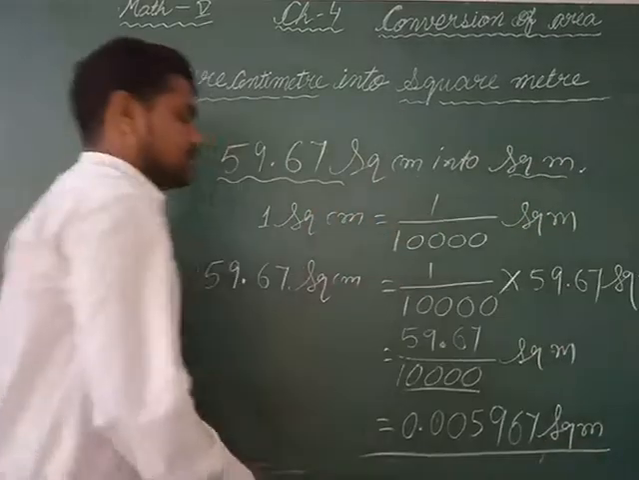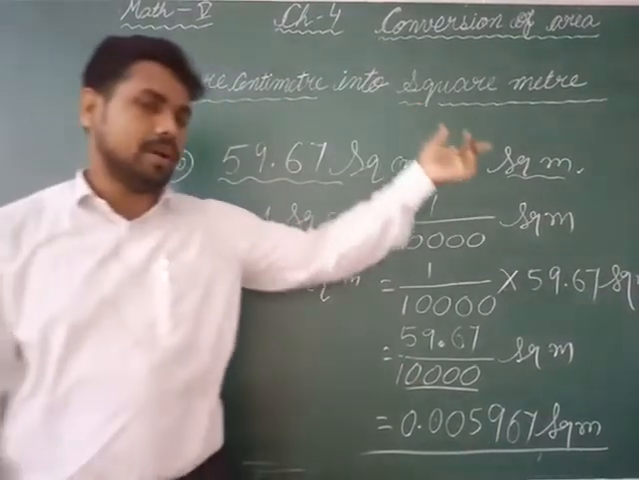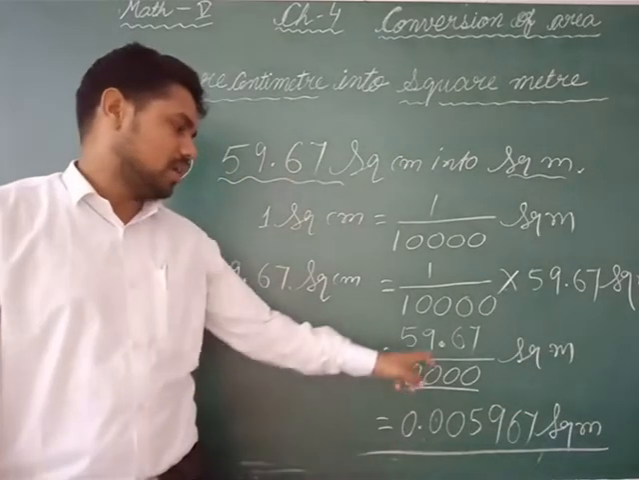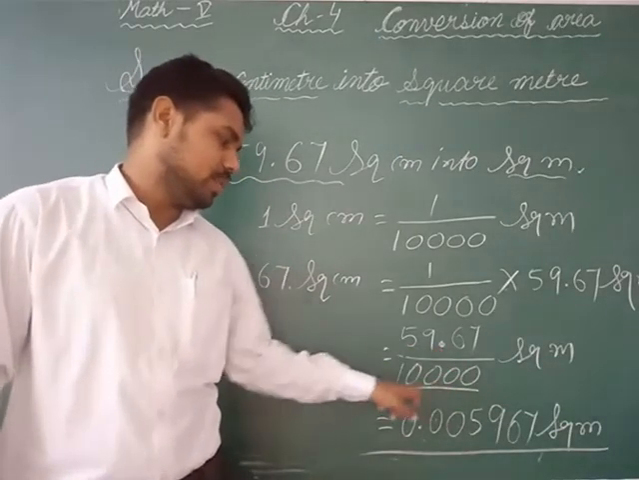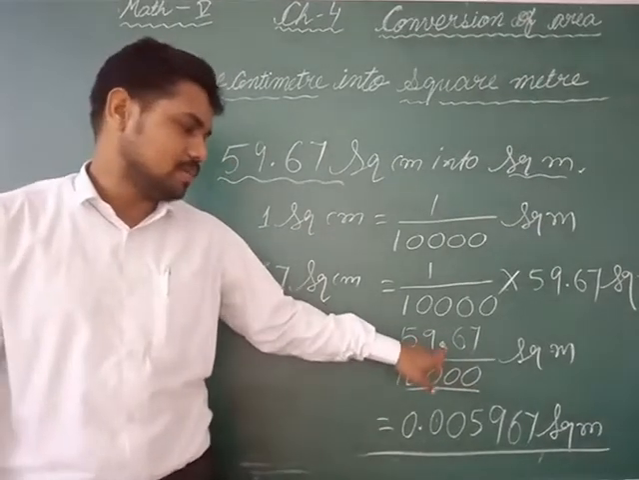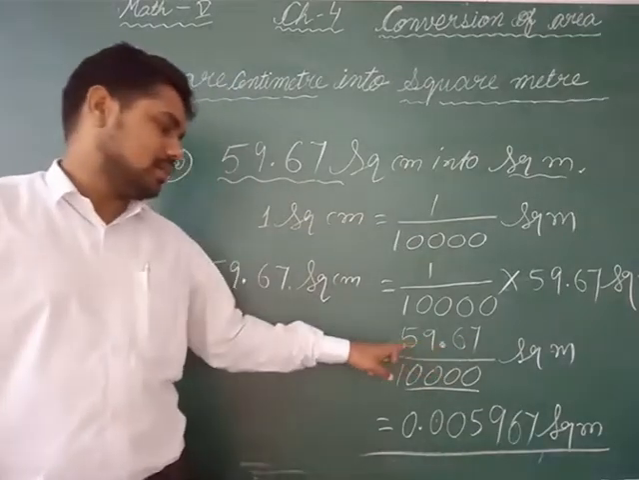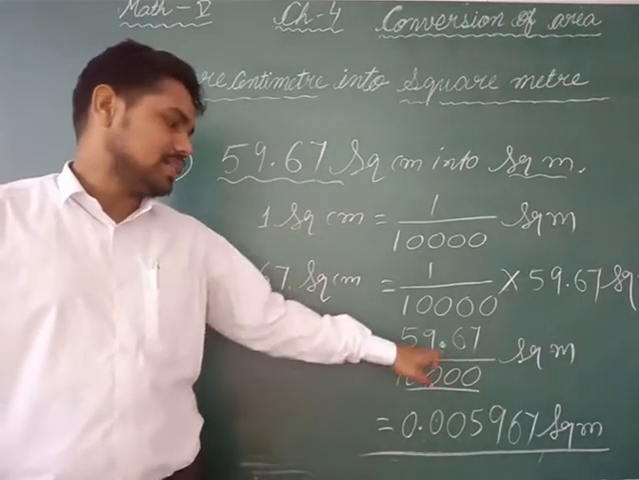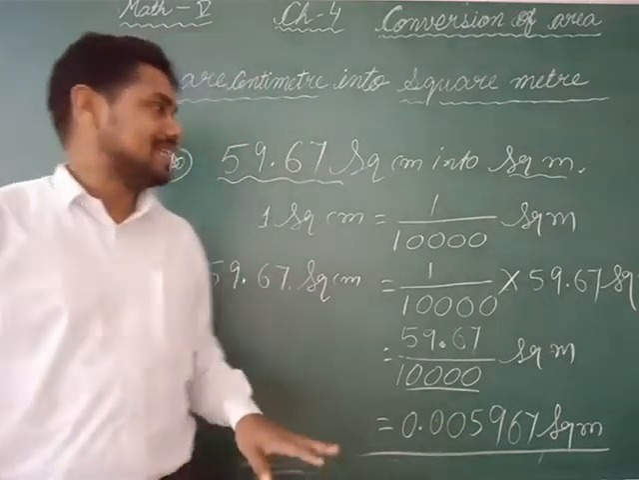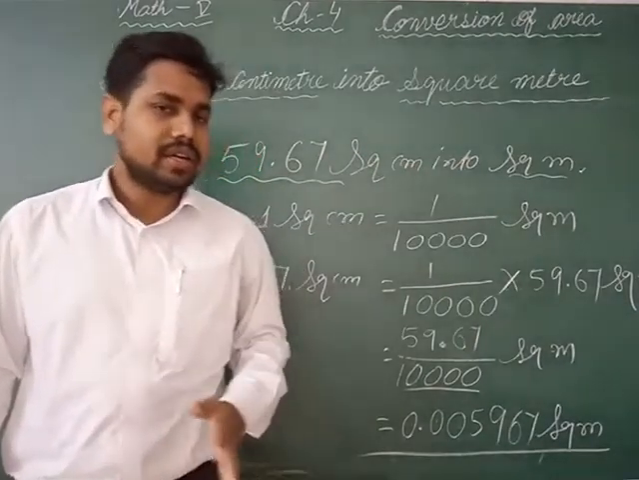So this is the most important thing for converting centimeter into meter, to convert the fraction into decimal. If the decimal is not given, then it should be 0.5967, but here the decimal is already there, so this decimal will move 4 digits back. It is not that we put the decimal 4 digits before from here; we move the decimal 4 digits back, and whatever number results will be the answer. This is how we can convert square centimeter into square meter.